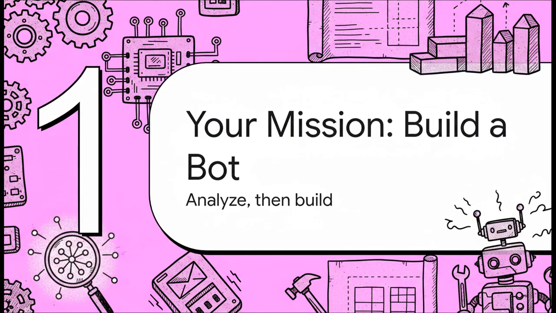Okay, so here's our mission. It's a two-part design sprint. First, we're going to put on our analyst hats and really dig into an existing AI to see how it ticks. Then we'll switch roles and become the architects, designing and building our very own. Sound good? Let's get started.